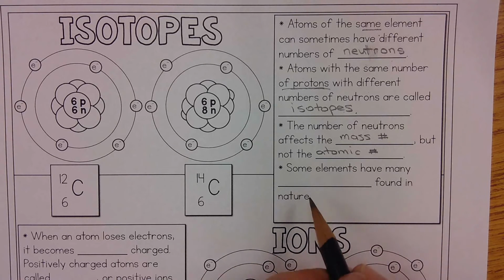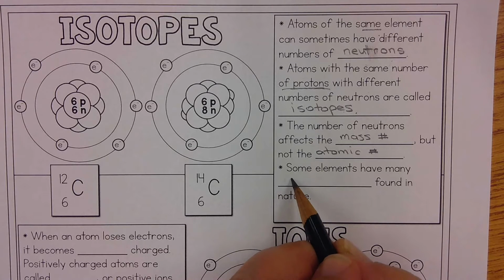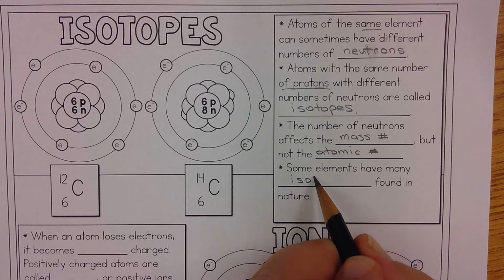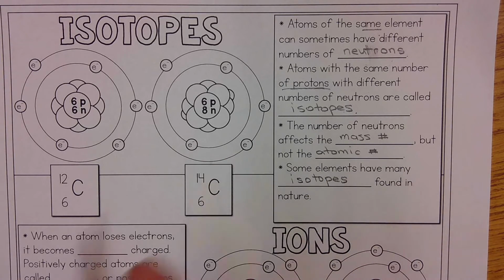And we just want to briefly say that some elements have many isotopes found in nature. There are some that have 10 or 12 isotopes. Gold is one of them that just has a bunch of different isotopes with different numbers of neutrons. So that's basically what an isotope is. You will definitely be doing a lab to practice with some of that information for this section.